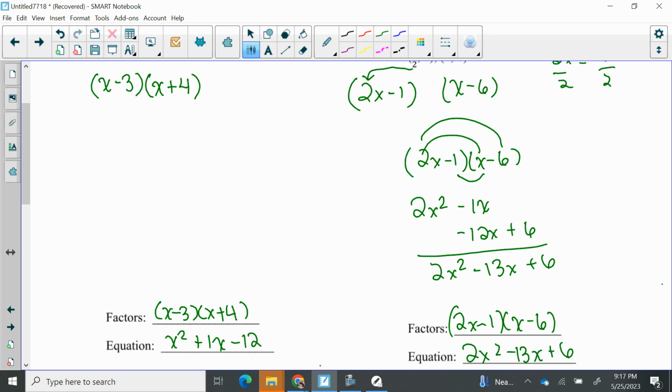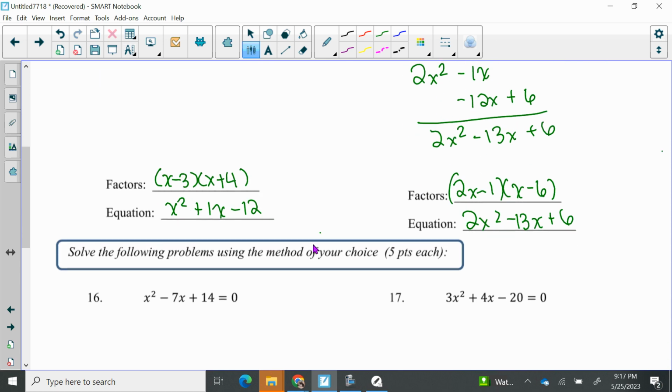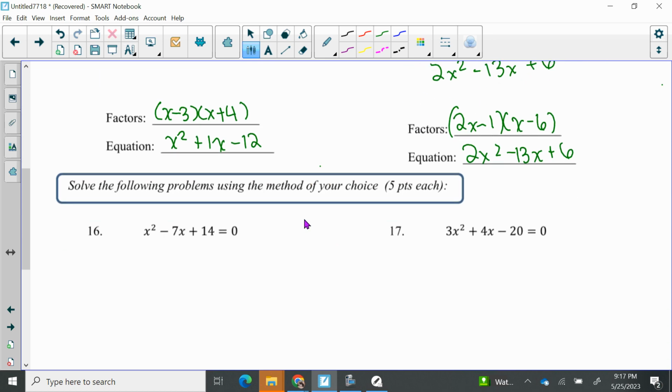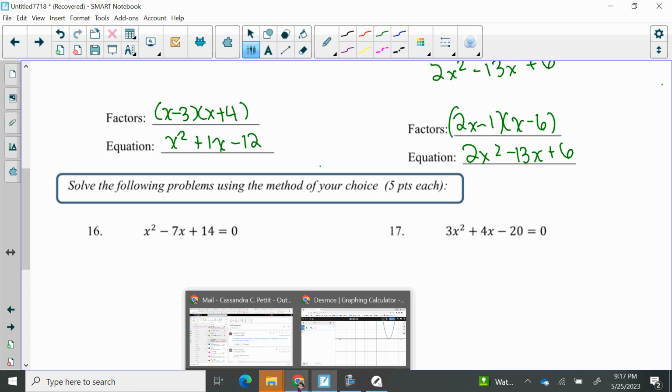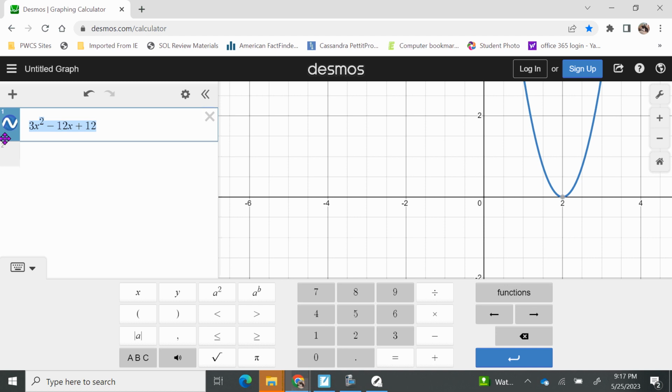Lots and lots of work on this one. This is just kind of a culmination. So solve these for any of your method of choice. Let's go ahead and let's see, 14. Well, let's go ahead and use Desmos. Desmos is our friend. x squared minus 7x plus 14. So let's put that in there. x squared minus 7x plus 14.